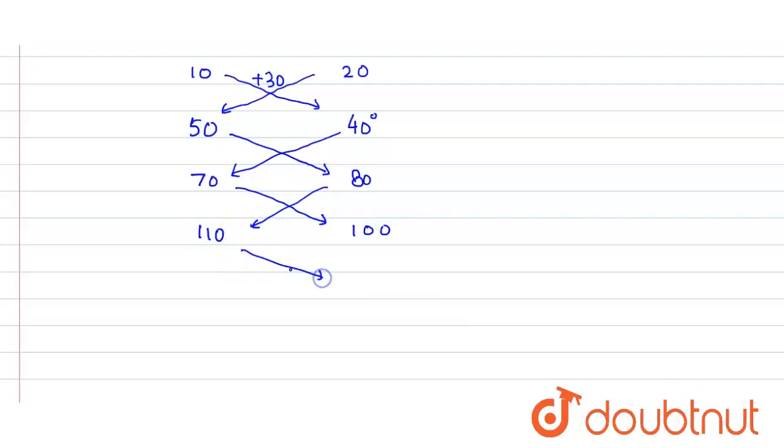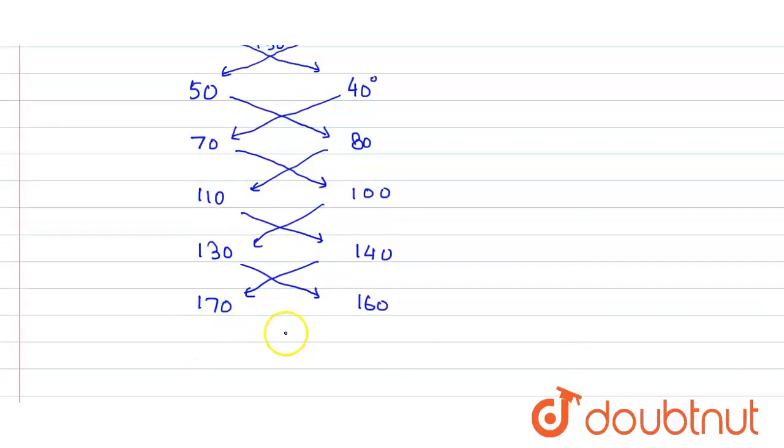Again we add, because we can still approach 180. So if we add 30, it would be 140. If we add 30 here, it would be 130. That means we can still approach 180. Now if we add 30, it would turn out to be 160, and if we add 30 here, it would turn out to be 160. Now if we add 30 to this, we will be exceeding 180, and if we add 30 to 160, we will be exceeding 180. So we have to stop at this point.